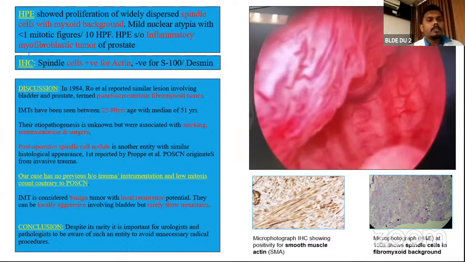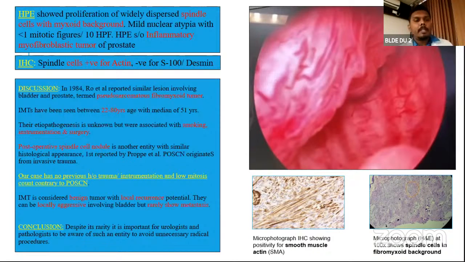And one other differential diagnosis for this lesion is a post-operative spindle cell nodule, which has a similar histological appearance. It was first reported by Proppe et al. And these tumors usually originate post any invasive trauma to the urinary tract. To differentiate from this, our case didn't have any past history of trauma or instrumentation of the urinary tract, and it also had low mitotic counts, contradicting a post-operative spindle cell nodule.